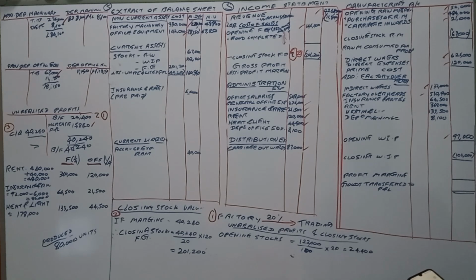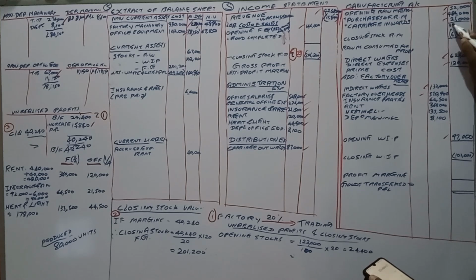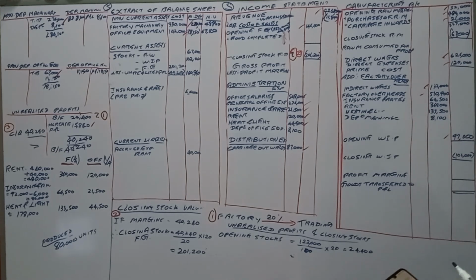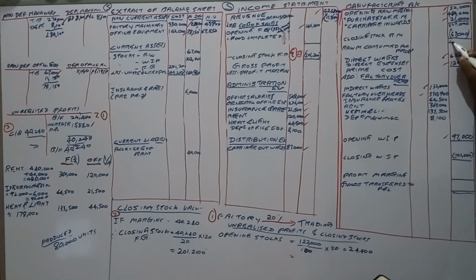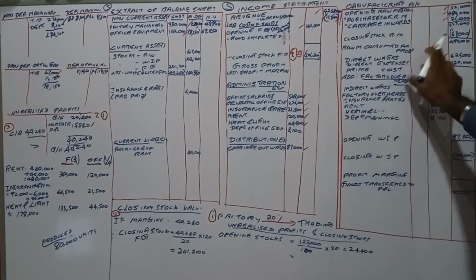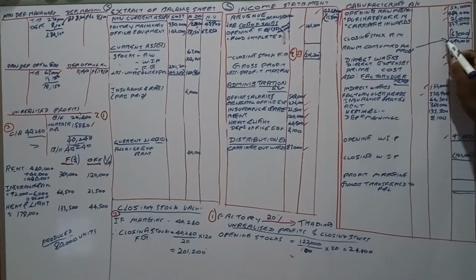Here 52,000 plus 484,000 plus 21,000 is 557,000. Out of that, you have to deduct 67,000, then 490,000. 490,000 is the raw material consumed, right?